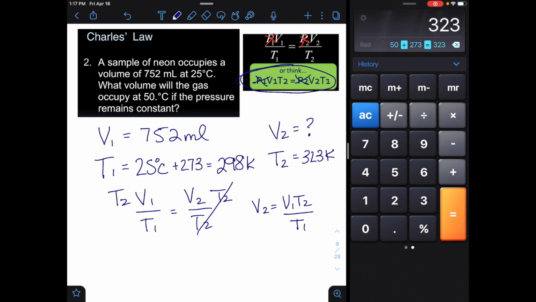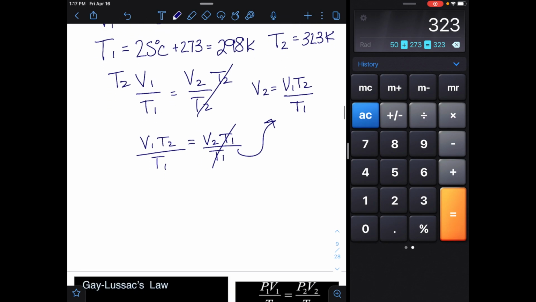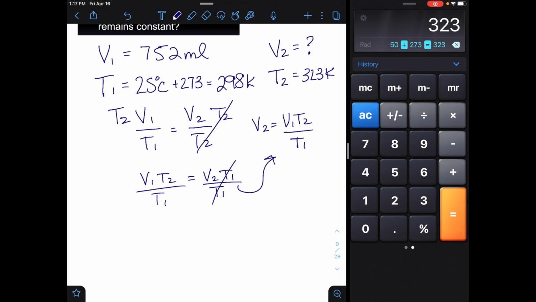So you can cross out the pressures, and again, you get V1 times T2 equals V2 times T1. And I want to get V2 by itself, so divide by T1, divide by T1, and you're going to end up with that same thing, that V2 equals V1 T2 over T1. Go ahead and plug your numbers into the calculator. Now you don't have to rewrite this. We get 752, our V1, times our T2 in Kelvin, 323, divided by T1, or 298.